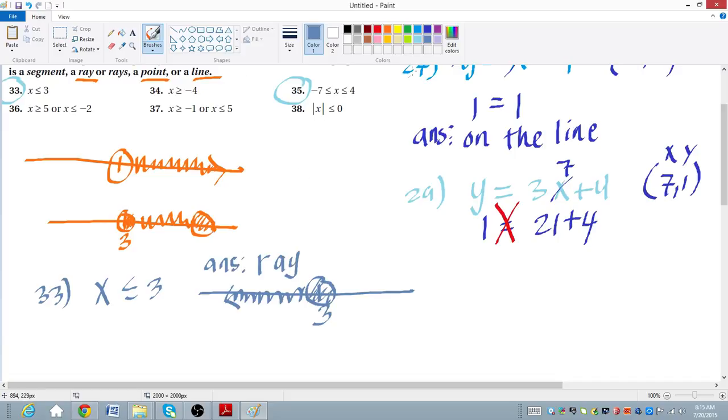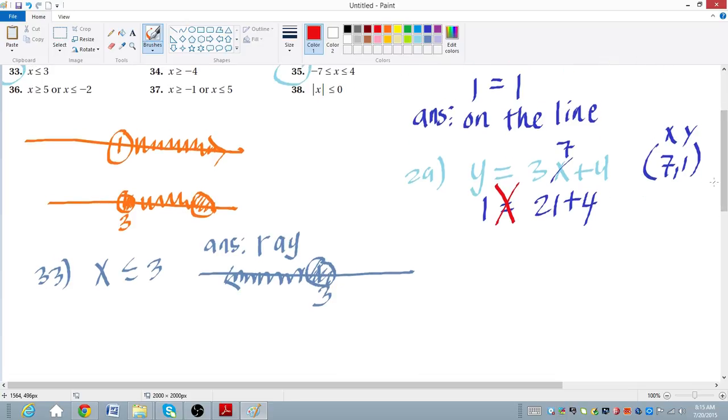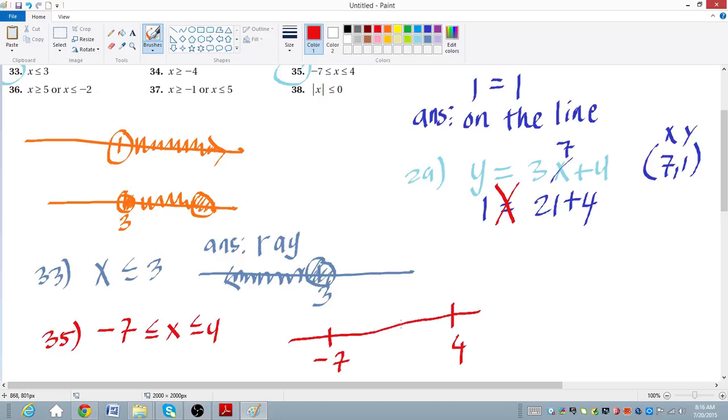So now let's try number 35 right here. I'm gonna do it in red. I'm gonna move it down a little bit so there's some room. Number 35. You have negative 7, then x, and then 4. So make sure you remember how to graph this. Your numbers are, this is negative 7 here, 4 is here, x is in between, and they're both closed circles.